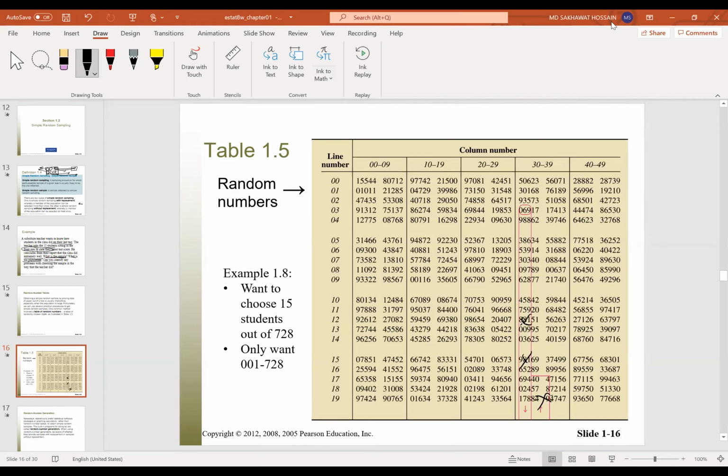Yes, 759, you're right. It will not work because we do not have 759, right? Because our numbers are 001 to 728. So 759 will not work. Yes, you are right. Thank you. Okay, so in that way, we'll select those 15 numbers and the students corresponding to those numbers.